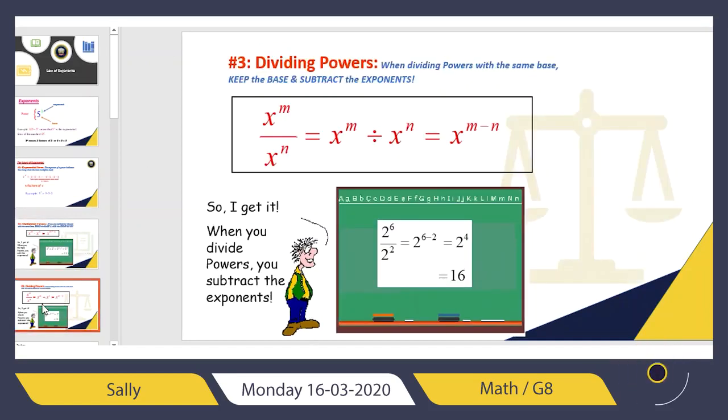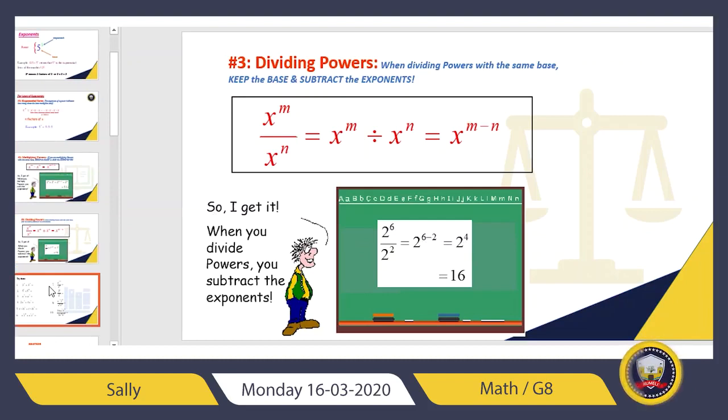The second law is dividing power. If I have the same base, for example 2 to the power of 6 divided by 2 to the power of 2, I divide the same base. What am I going to do with the powers? In dividing powers, I will just subtract the powers. So if I have the same base, I will just subtract the powers. Here 2 to the power of 6 divided by 2 to the power of 2, I will just subtract the power. 6 minus 2 is going to be 2 to the power of 4.